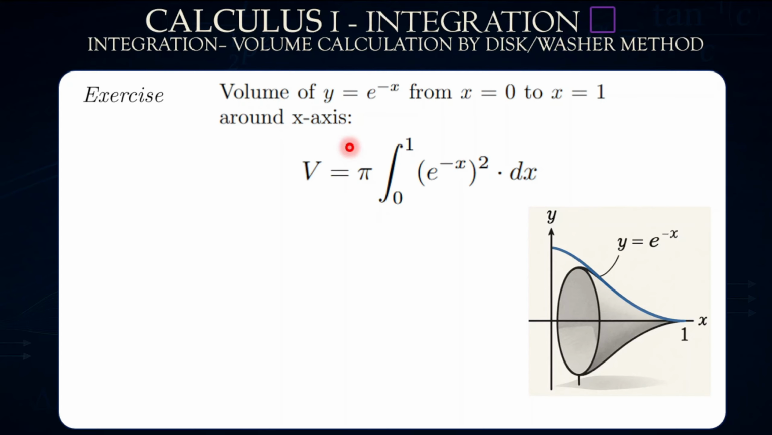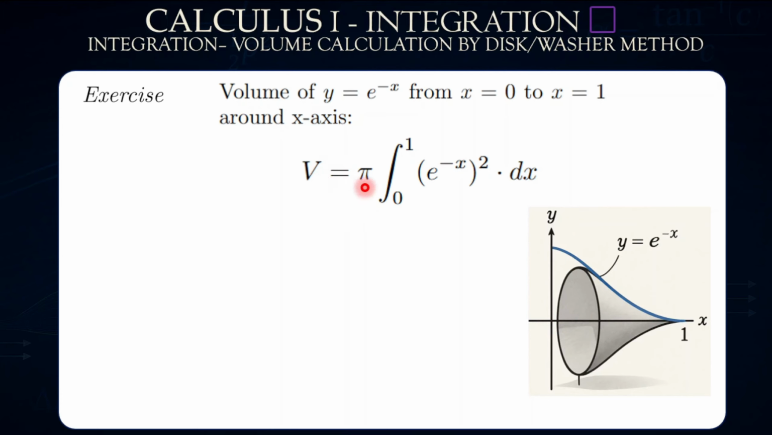We want to get the volume of the function y equals e to the power minus x, from x equals 0 to x equals 1, revolving around the x-axis. This would be an image of what that volume would look like. This is exponential minus x, which is the inverted y equals e to the x, by the way. And we are getting the volume from x equals 0, which is here, all the way to x equals 1.